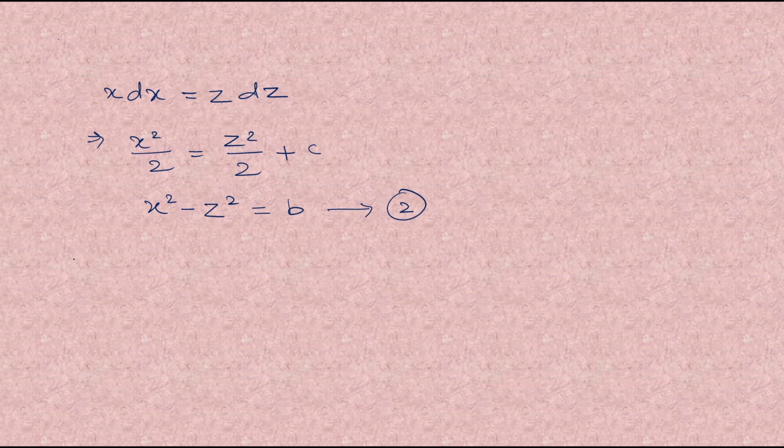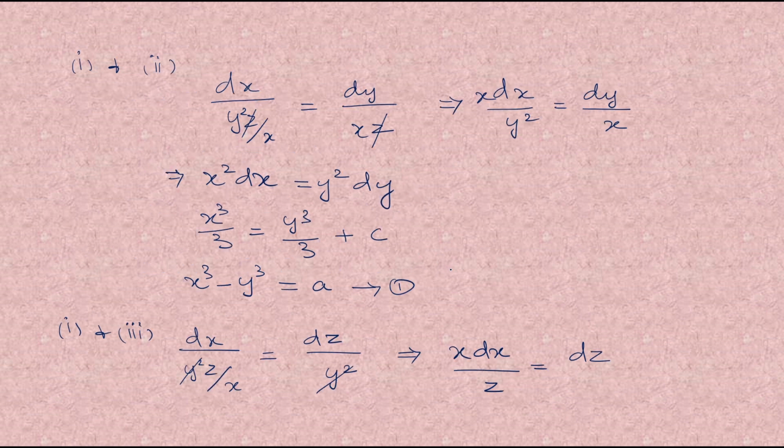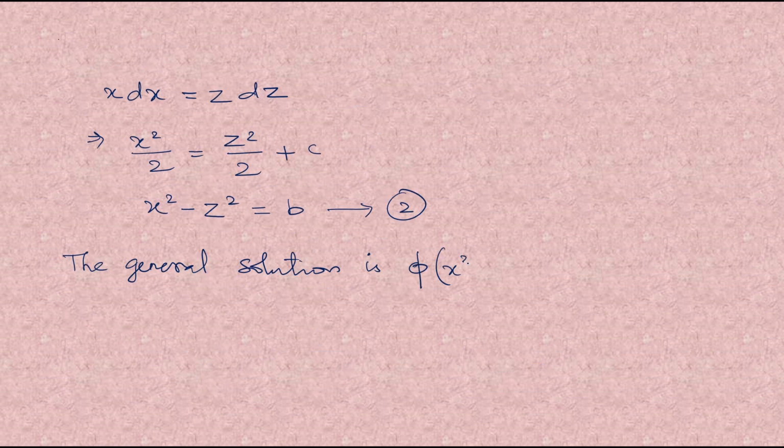Here equation 1 and 2 are independent, and hence we can conclude that the general solution is phi of a comma b. What are a comma b here? a is nothing but x cube minus y cube. So phi of x cube minus y cube comma b, which is x square minus z square, is equal to 0.